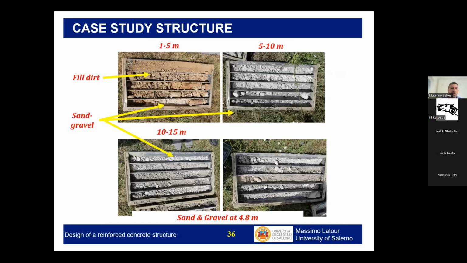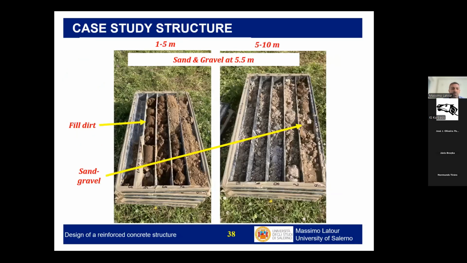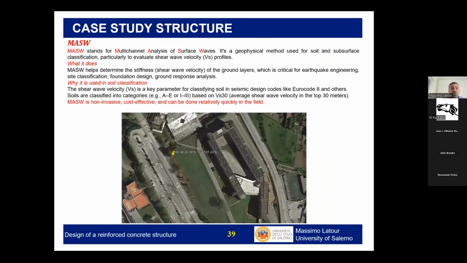So let's say that we have a soil that for the first meters is filled dirt, and then we have sand gravel from 5 meters on. Let's say that we have 2 drillings to inspection. We have extracted samples to perform the geological investigation in this point, and also this other point that you see here, which is more or less confirming what we observed in the first drilling. But what I wanted to say is this one.